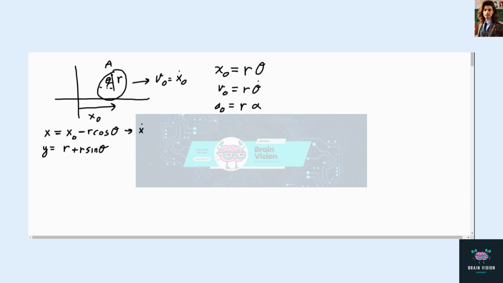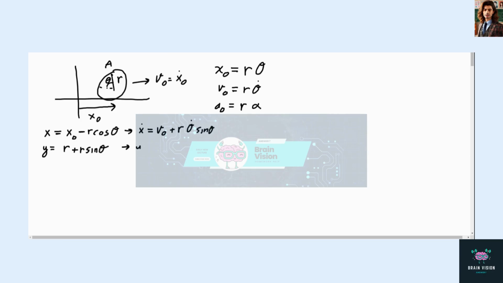We can differentiate our equations. So we'll get an x dot equals the velocity of that position. So that's x0 dot, or just v0, plus r times theta dot, or omega, whichever way you prefer to write that again, times the sine of theta.